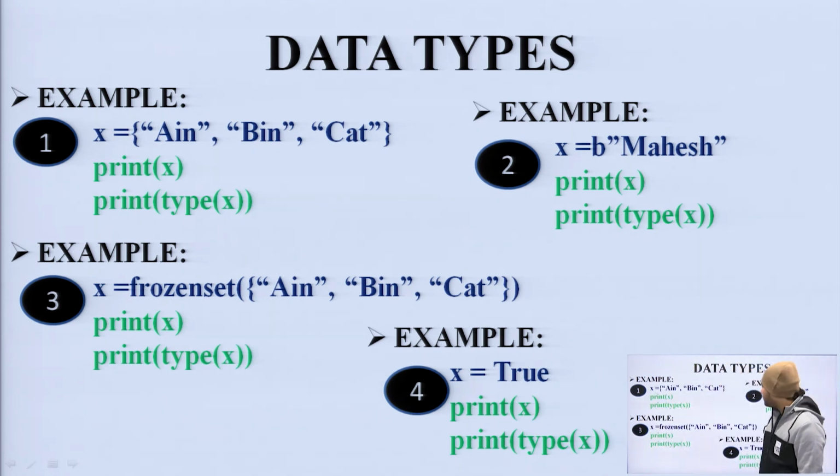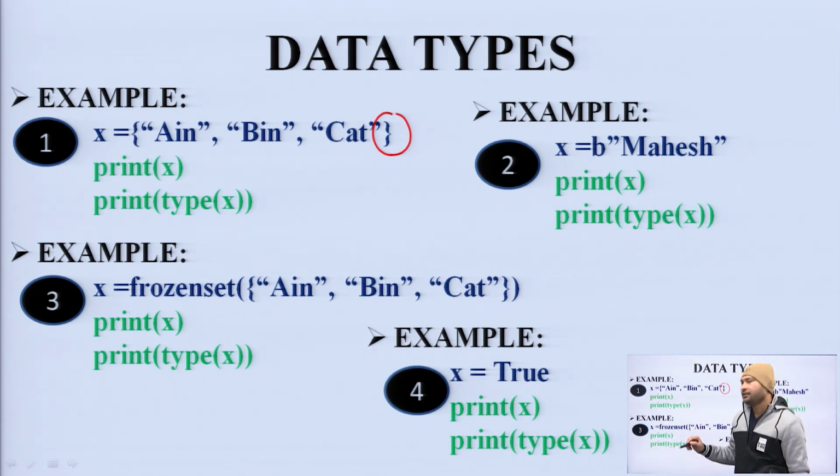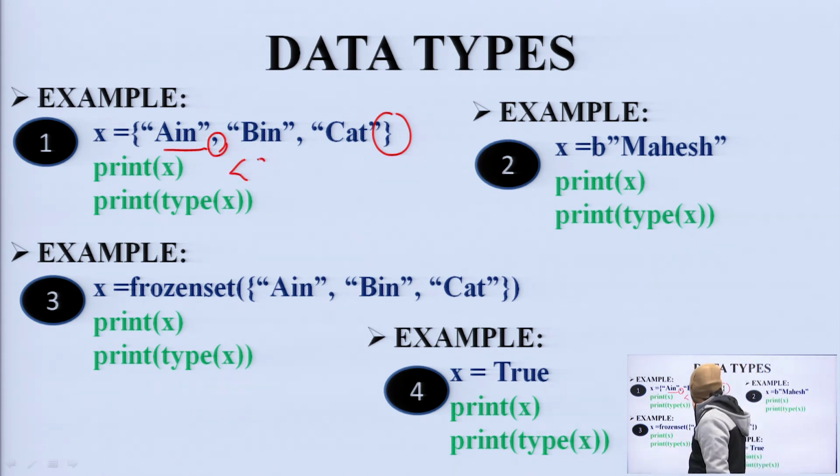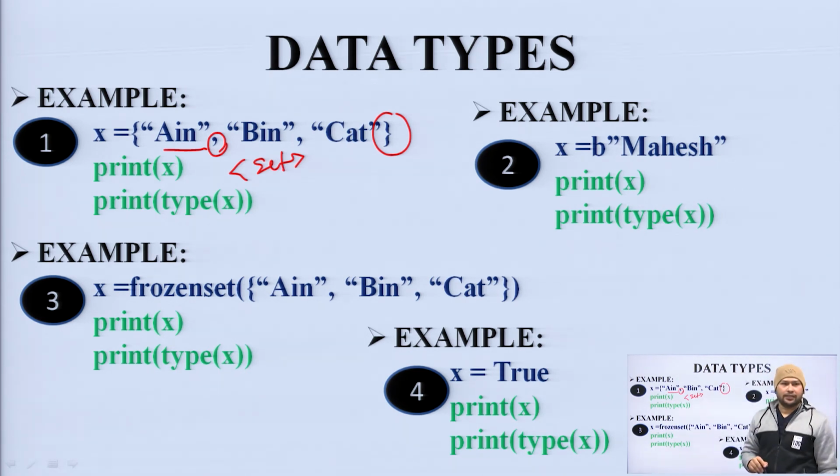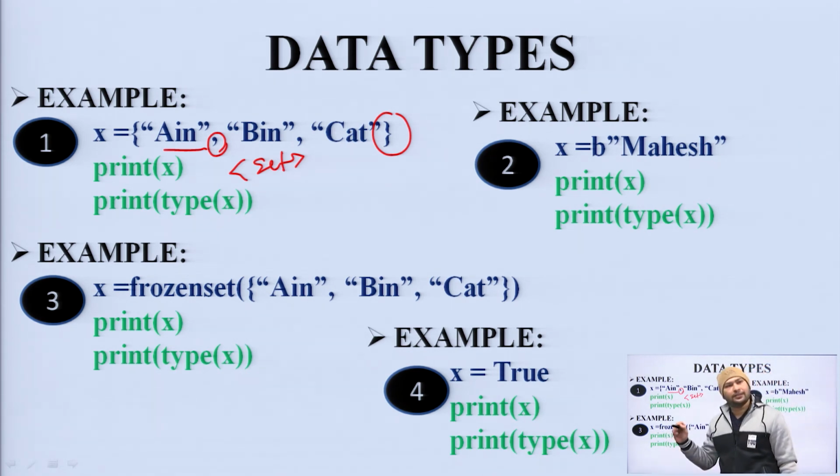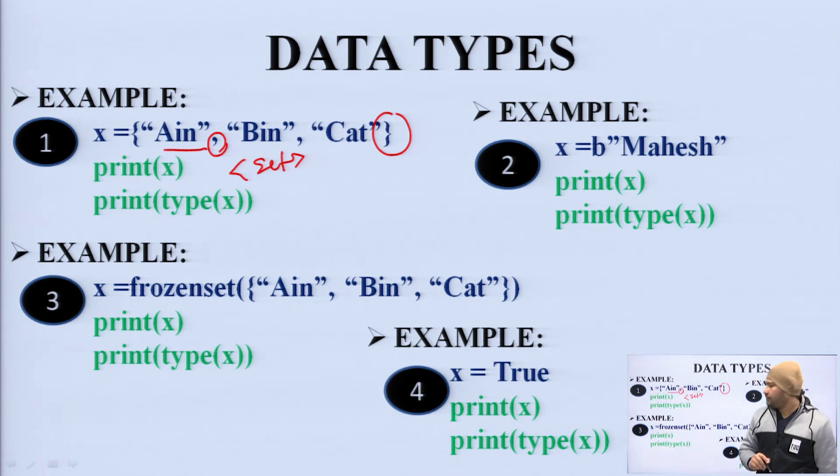Rest of the data types: here now the curly bracket is there instead of the round brackets, and the data is separated by commas. It is treated as a set. Have you studied in maths? In maths you have seen the set. So, this set and this set, both are identical.